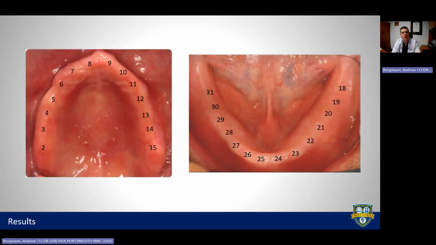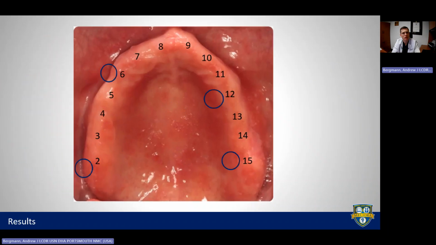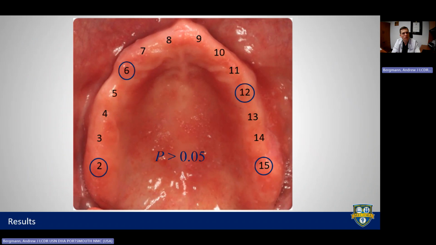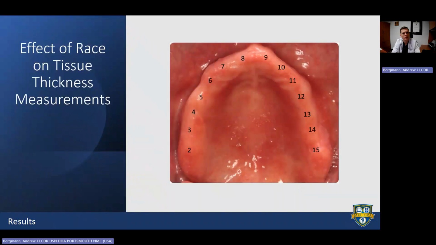No differences for soft tissue thickness were found in the mandibular arch, as well as at 4 sites in the maxilla, which were sites 2, 6, 12, 15. For all other sites, however, significant differences in mucosal thickness were found to exist.